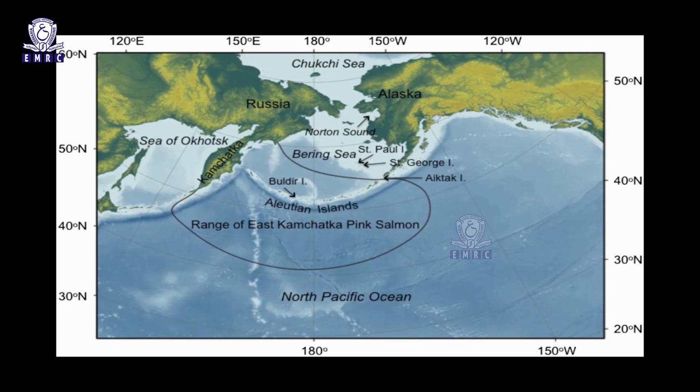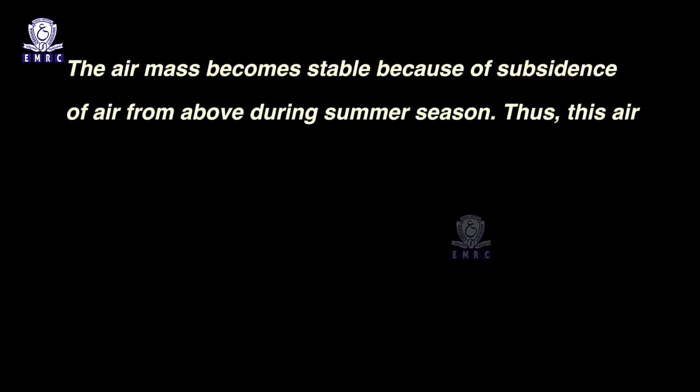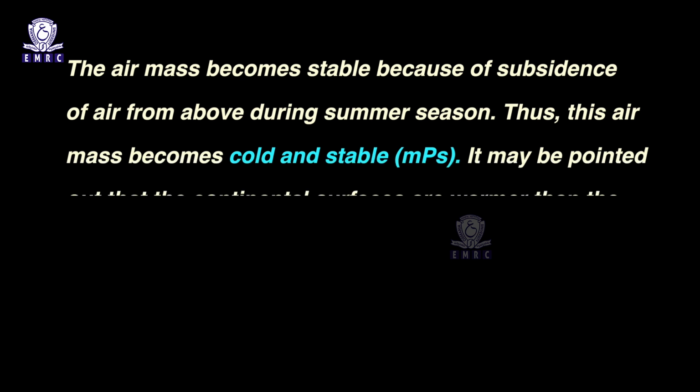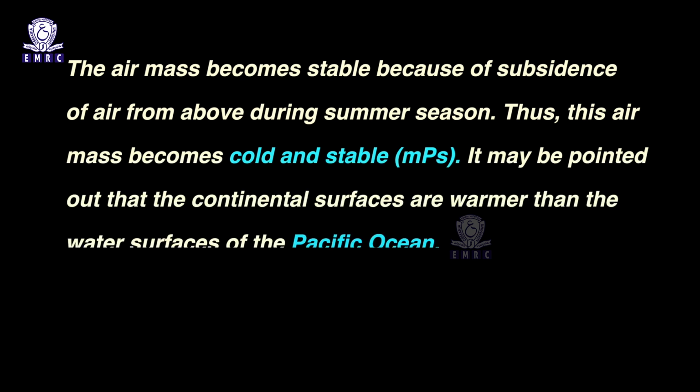Maritime polar Pacific air masses. Maritime polar Pacific air masses originate in the area near the Aleutian Islands in the North Pacific Ocean. The air mass becomes stable because of the subsidence of air from above during the summer season. Thus, the air mass becomes cold and stable. It may be pointed out that the continental surfaces are warmer than the water surfaces of the Pacific Ocean. Thus, the maritime air masses are warmed from below when they reach the continental areas. This causes greater turbulence in the lower layer, marked decrease in relative humidity, disappearance of clouds and dry weather.